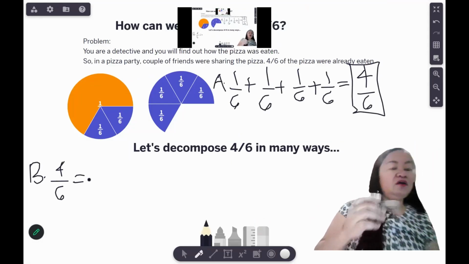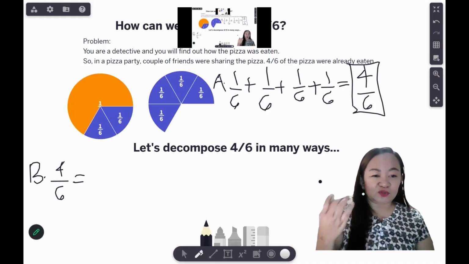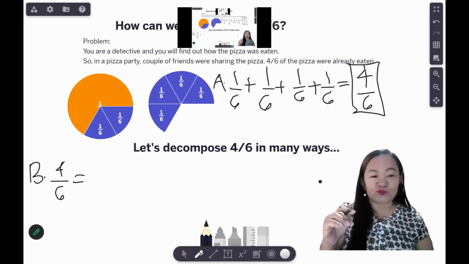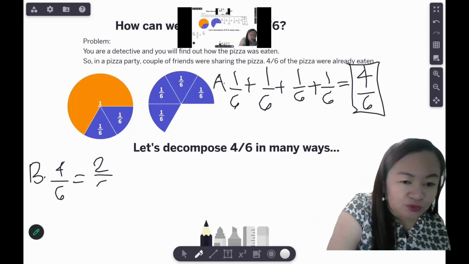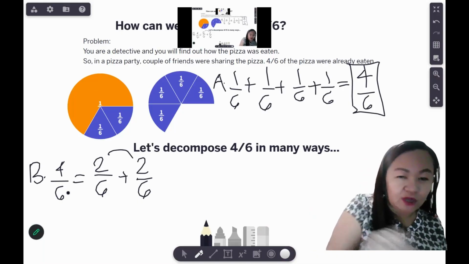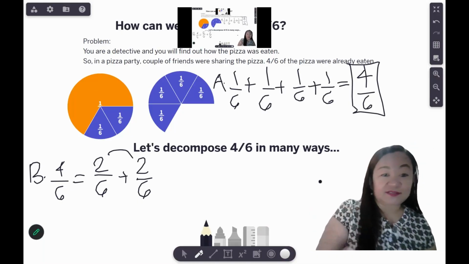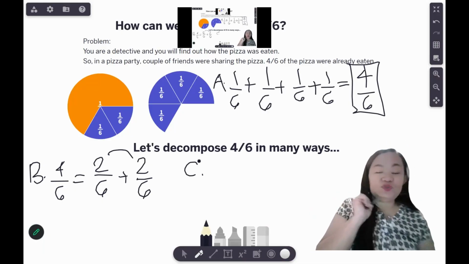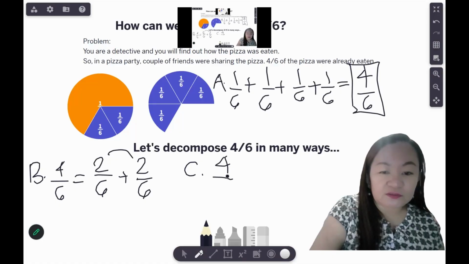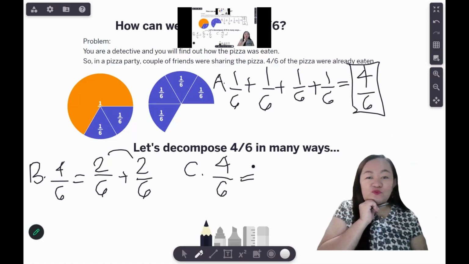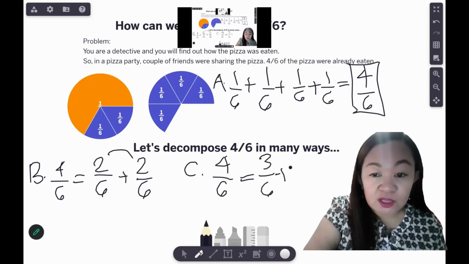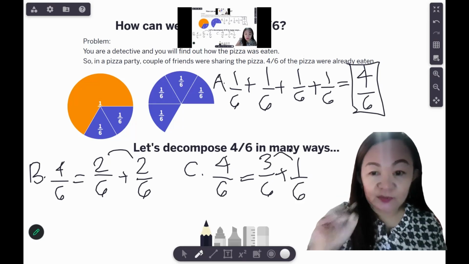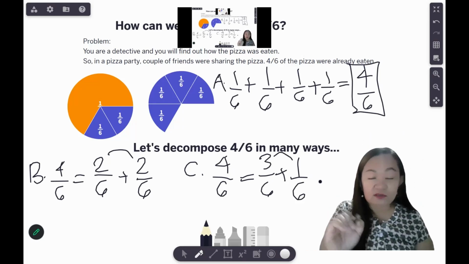All right. So I want to ask and extract from your brain how you're going to decompose 4/6 in a different way. All right, yes, Student B. Okay, you said 2/6 plus 2/6, because 2 plus 2 is 4, and then you just copy the denominator, so it's 4/6. Okay, let's go to C. Student A, take it away. How are we supposed to decompose 4/6? You said 3/6 plus 1/6, because 3 plus 1 is 4.